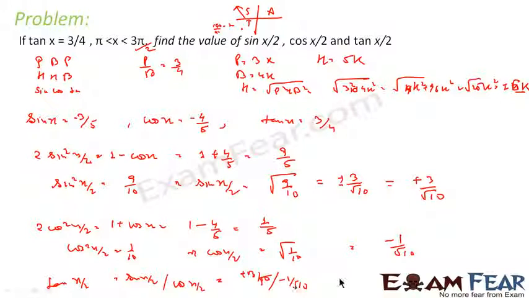So what you get is 3 by root 10 divided by minus 1 by root 10, which is minus 3, and that's our answer. So what we have done, we have found sin x, cos x and tan x, and then we have used the formulas 2 sin square x by 2 is equal to 1 minus cos x, and 2 cos square x by 2 is equal to 1 plus cos x, to get sin x by 2, cos x by 2 and tan x by 2. That's it.